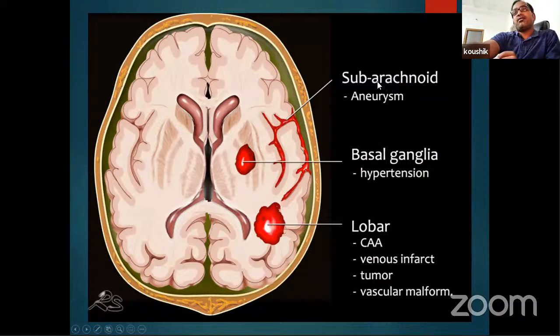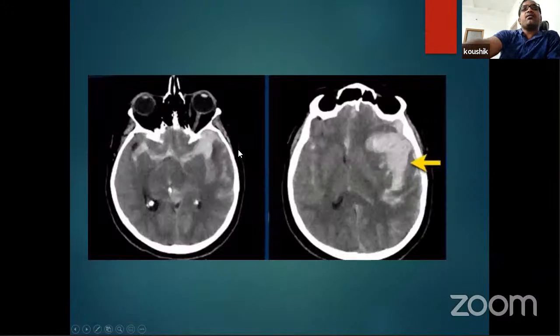First is the subarachnoid hemorrhage, whose most common cause is aneurysmal rupture. Basal ganglia because of hypertension. Lobar bleed, involvement of any lobe, because of cerebral amyloid angiopathy or venous infarct or tumor or vascular malformation. Here we see subarachnoid hemorrhage predominantly situated in the sylvian fissure. Okay, these are the bilateral sylvian fissures. These are the cerebral sulcal spaces.